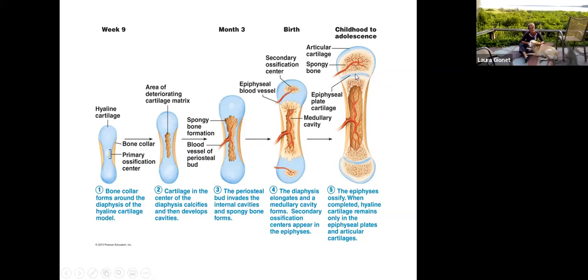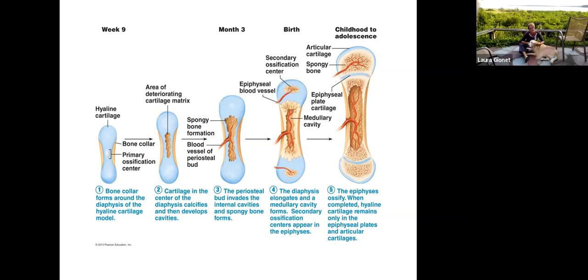So we increase our cartilage region and it gets replaced with compact bone, and then your osteoblasts and osteoclasts will kind of shave it down a little bit. So it keeps that diaphyseal area, the shaft of the bone, looking like normal diaphyseal bone of a long bone.